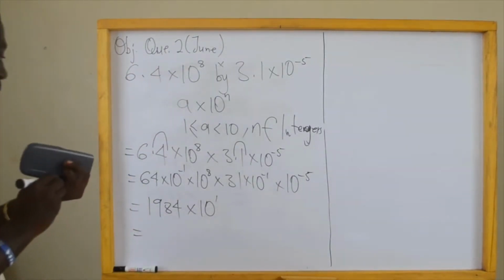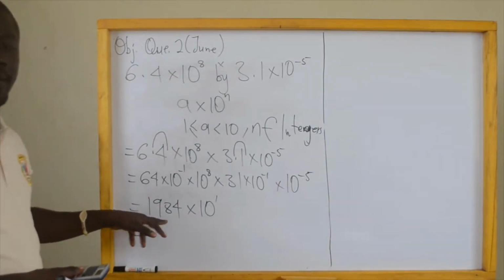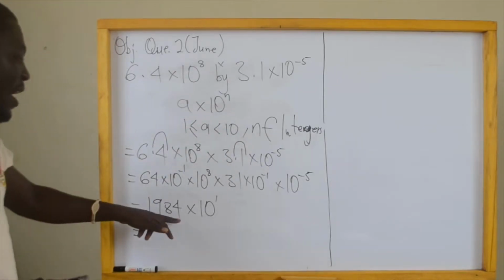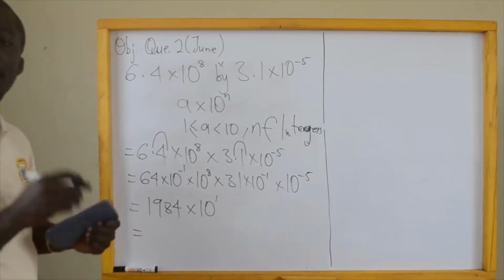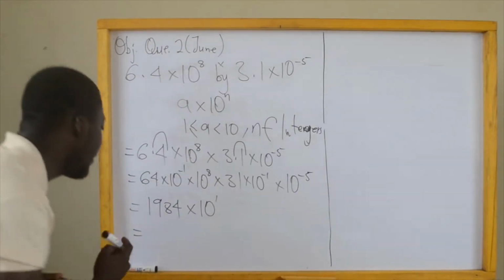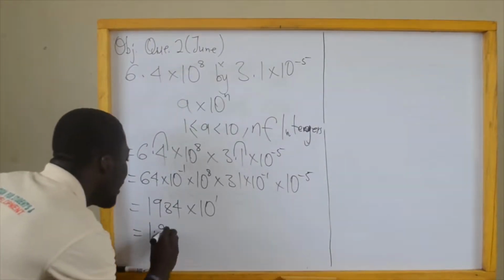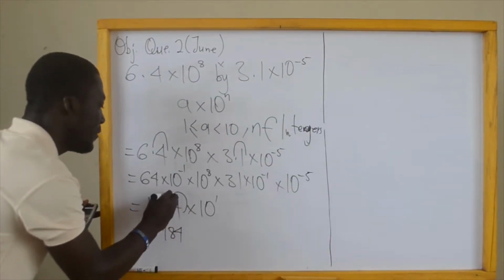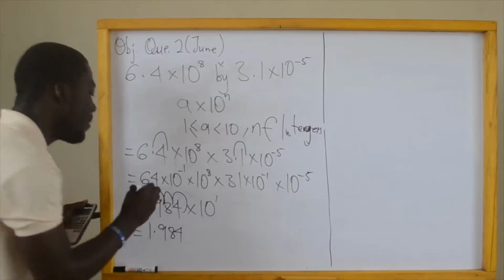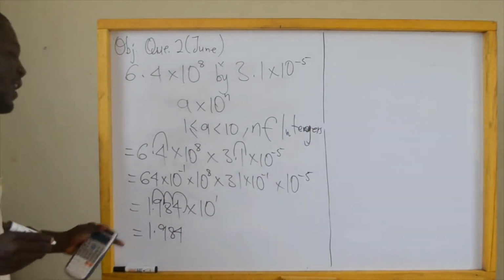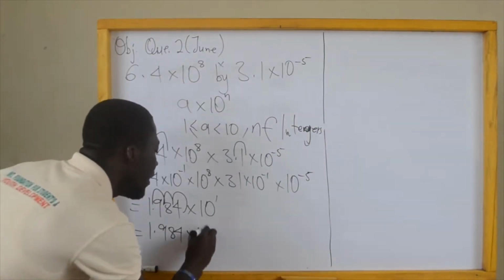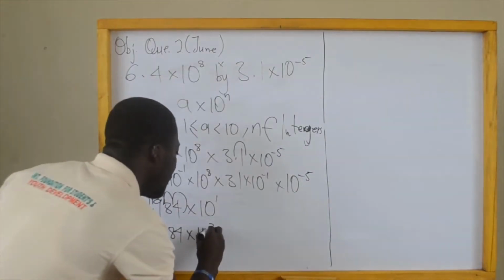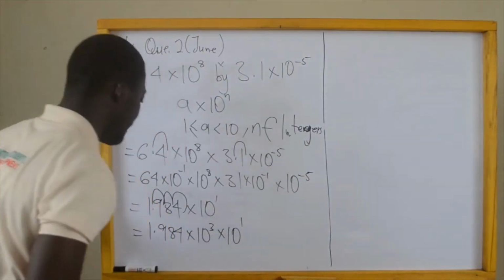The next thing, we can't leave our answer in this form. We have to express it in standard form. So we have to also rewrite the 1984 as a power of 10. So we get 1.984. We stood here and moved 1, 2, 3 so that the decimal point will come here. So 1.984, I moved 3 times to the left. If you move to the left, it will be positive. Times 10 raised to the power 3.